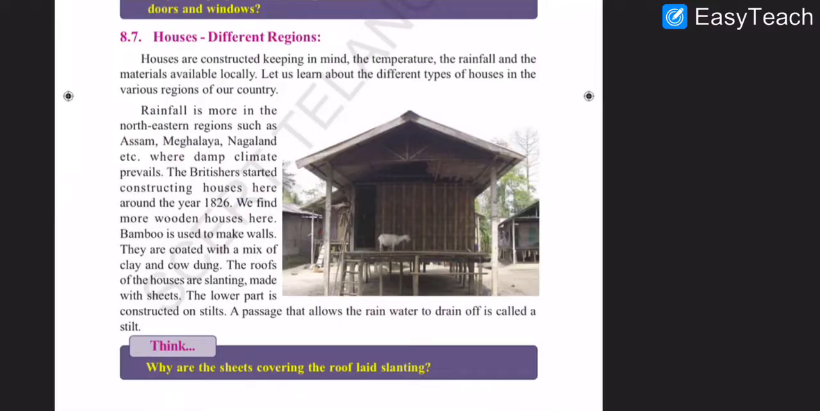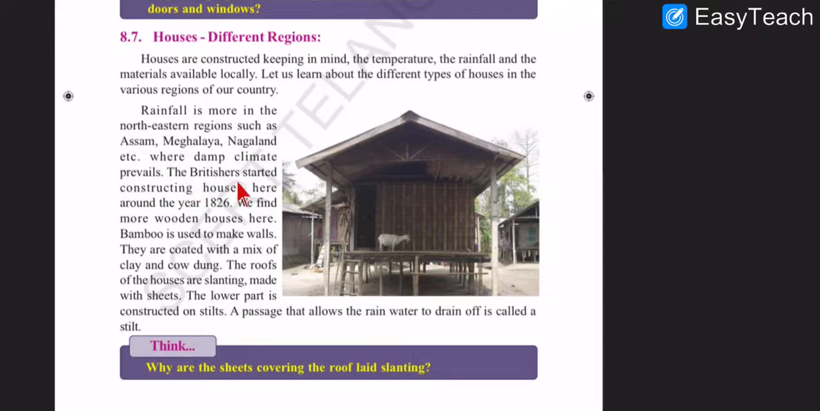See the side heading, houses in different regions. Houses are constructed keeping in mind the temperature, the rainfall and the materials available locally. Let us learn about the different types of houses in the various regions of our country. Rainfall is more in northeastern regions such as Assam, Meghalaya, Nagaland, etc., where damp climate prevails. Damp means wet climate prevails.